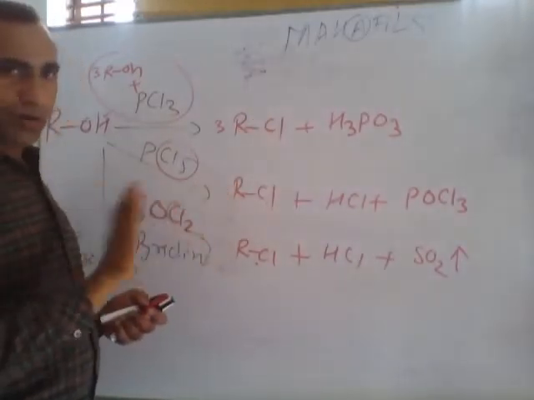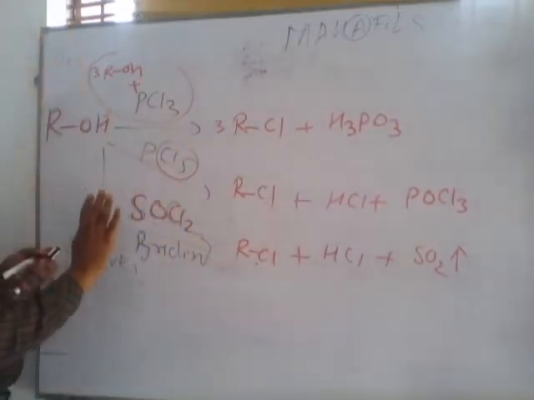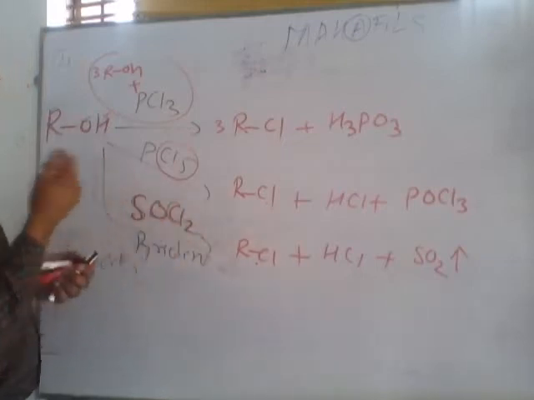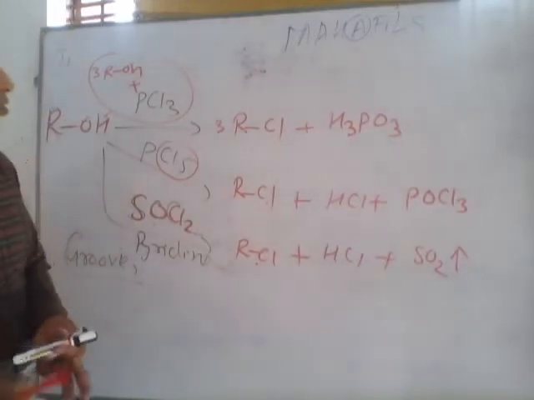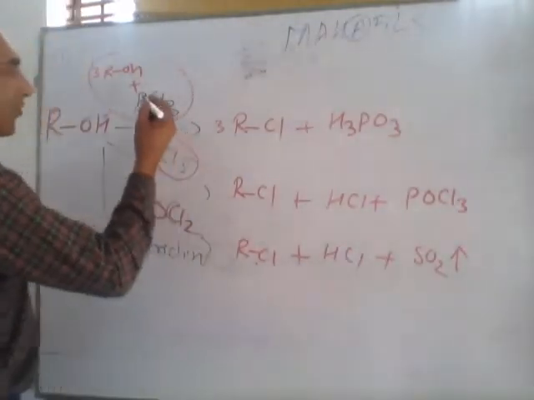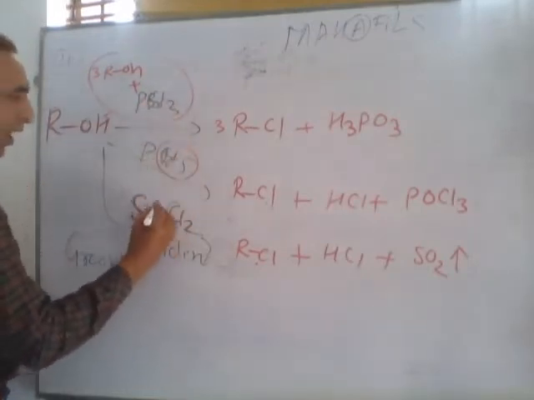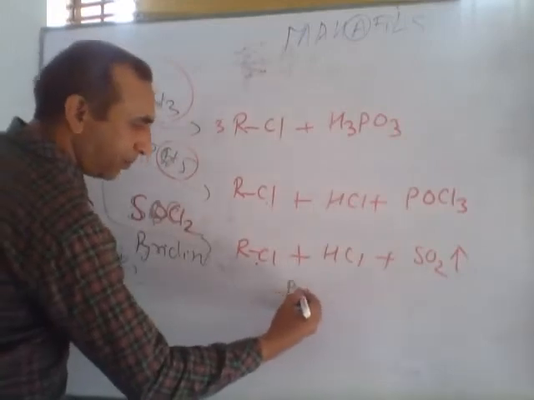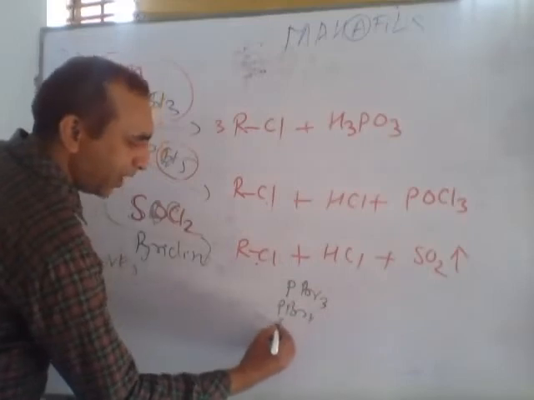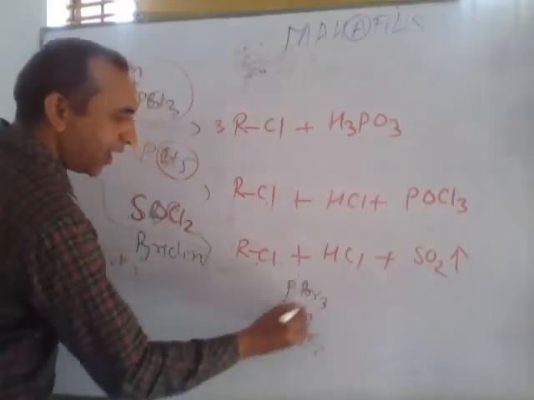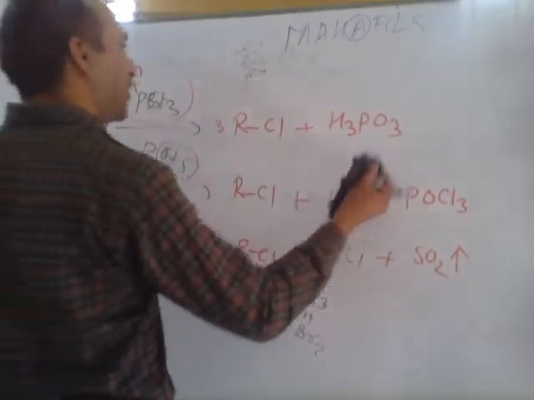No fluorine, no iodine. Fluorine is highly reactive, so we can't use it. But why can we not use bromine or iodine? Listen. If we use bromine or iodine, then all these compounds, PBr3, PBr5, SOBr2, are very unstable. In the case of iodine, they are too unstable.